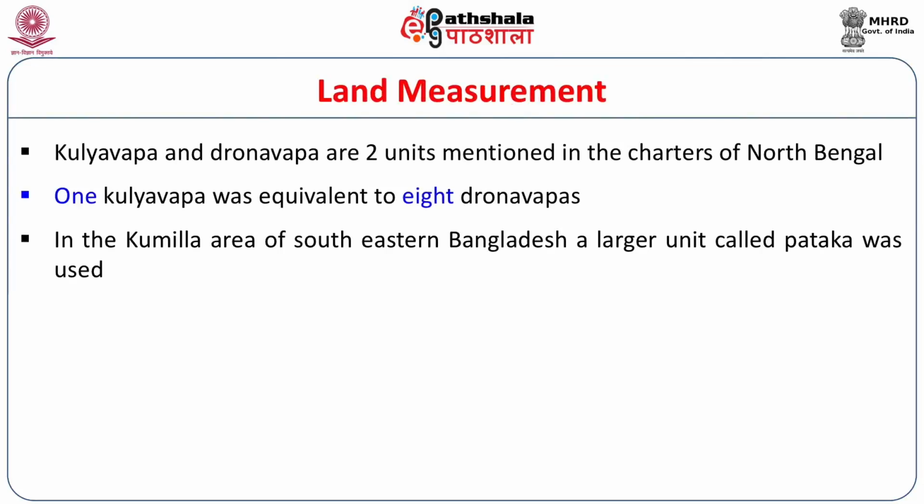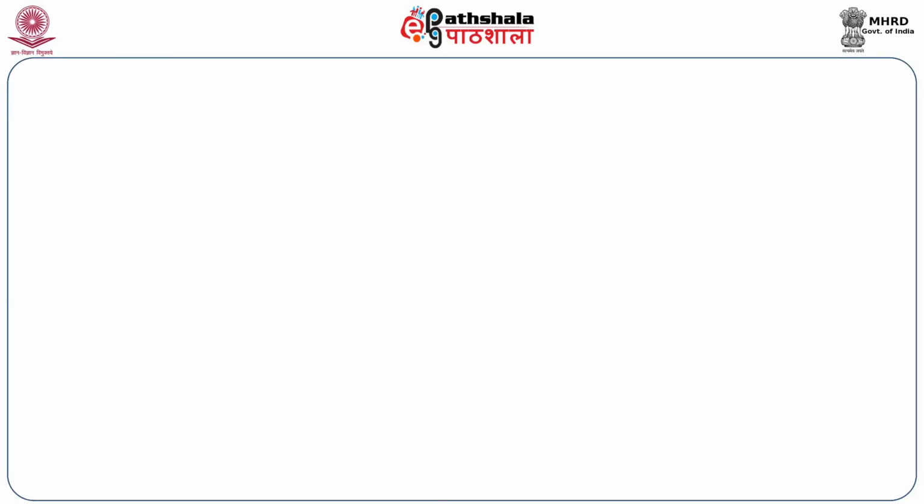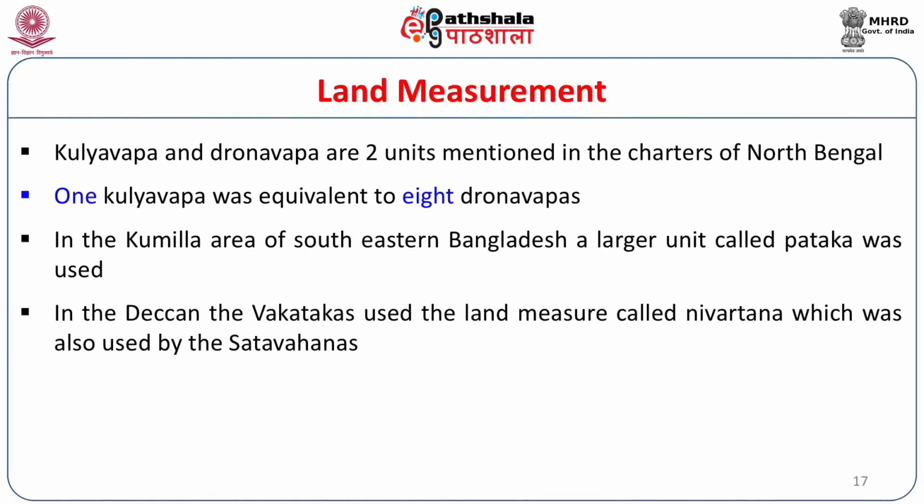Then again, in the Kumilla area, Kumilla is a slightly different area than the northern part of the Bengal delta. It is situated in present southeastern part of Bangladesh. This area was different, and here we find a larger unit which is called Pataka. Now, the use of a larger unit most probably refers to the greater availability of land in the Kumilla area than in the northern part of the Bengal delta. Then again, in the Deccan under the Vakatakas, we have reference to a land measure called the Nivartana, which was also used by the Shatavahanas who ruled earlier in this area.